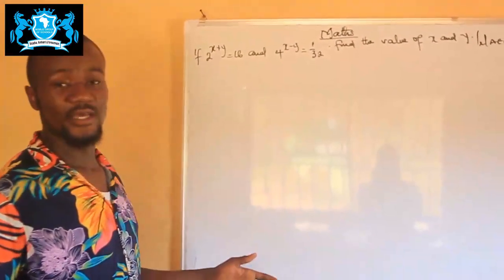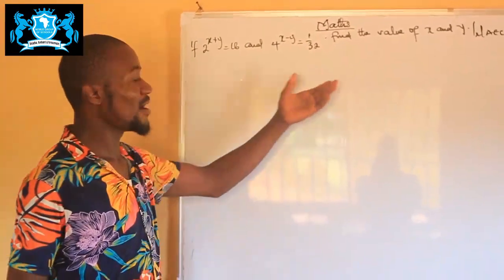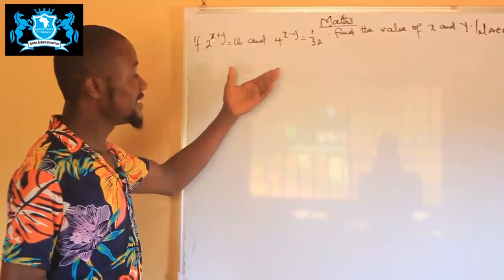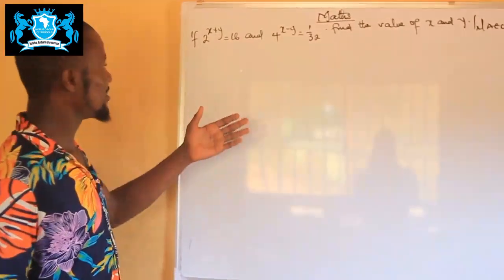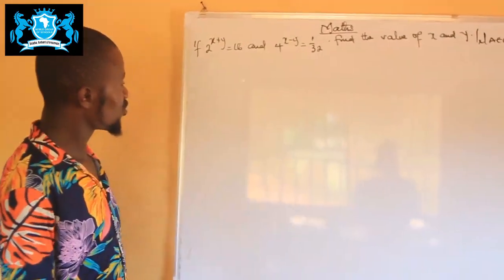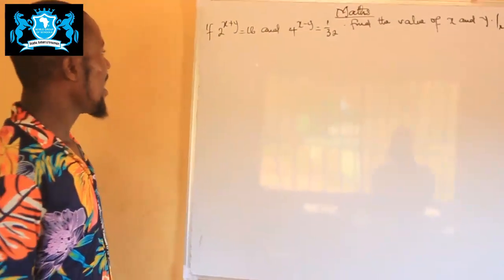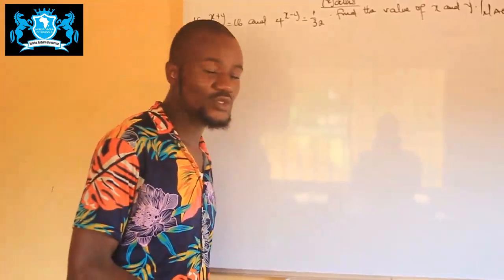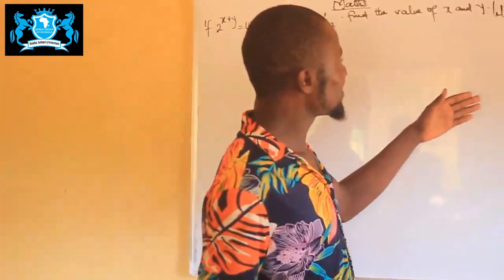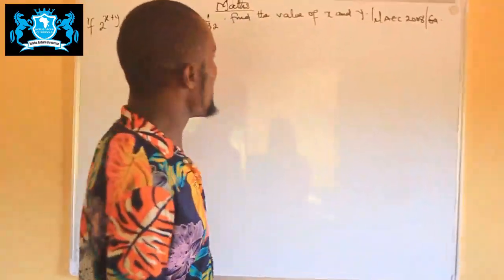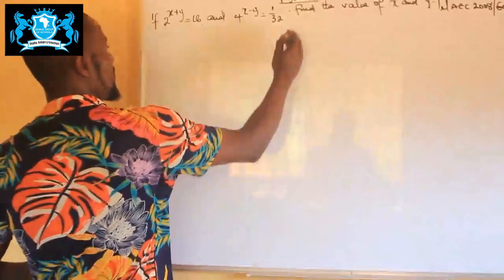And now in this class, we are going to be looking at maths, and we are going to be looking at a topic we call indices. But this question is in a complex form. They say if 2 raised to the power x plus y is equal to 16, and 4 raised to the power x minus y is equal to 1/32. Find the value of x and y, WAEC 2008, question 6a. So you are going to be solving this question.